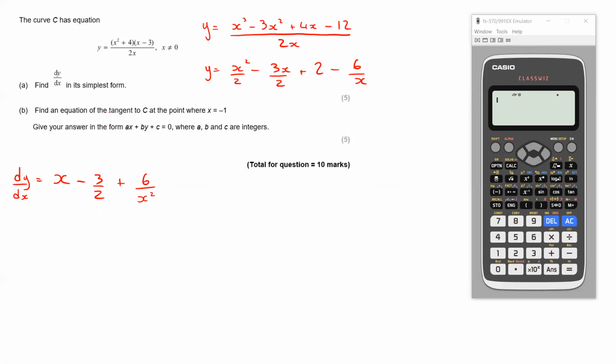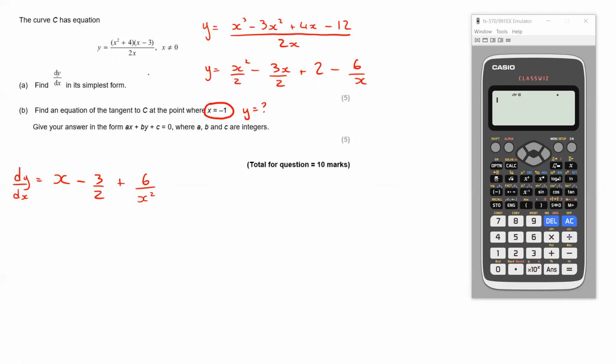Part B is find the equation of the tangent to C where x is minus 1. Give your answer in this form. So we're going to put minus 1 into this. The first thing I'm thinking though, so I've got my x is minus 1. What is my y? Because remember, if you're finding a tangent, you need a point on that line.